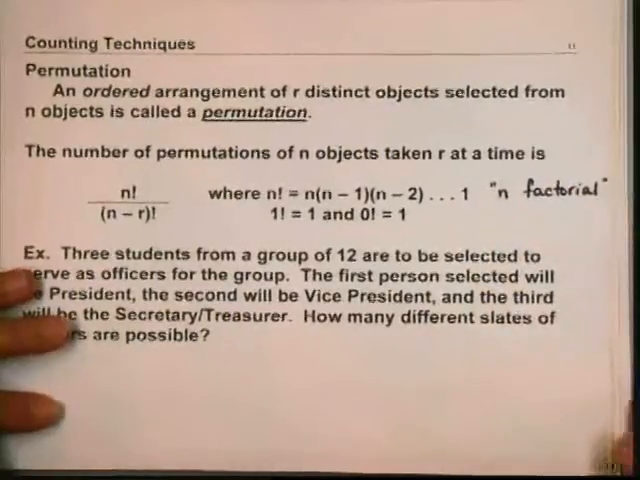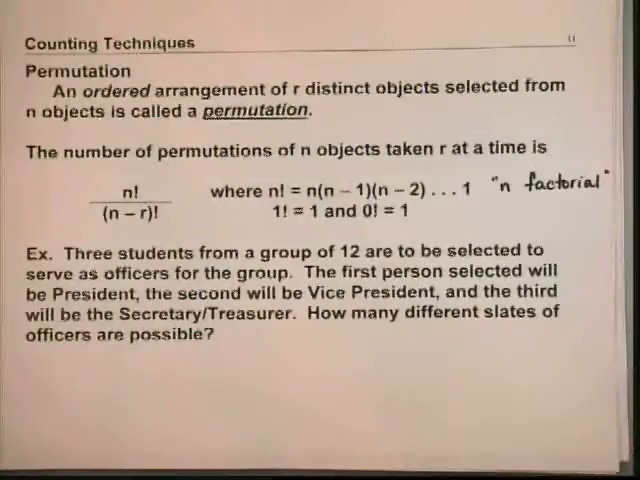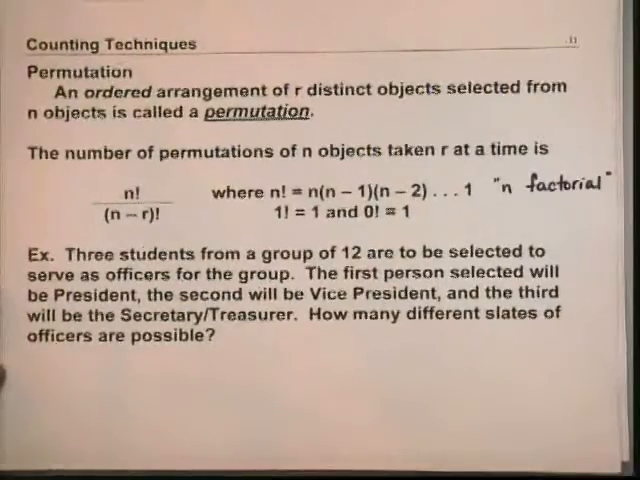You probably have a factorial function on your calculator. Some calculators will have a permutation function. All right? So suppose we have 3 students from a group of 12 who are to be selected to serve as officers for the group. The first person selected will be the president of the group, the second will be vice president, and the third will be the secretary-treasurer. How many different slates of officers are possible?